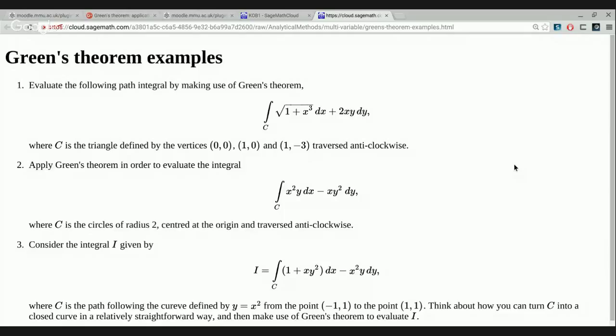And Green's theorem can also come in use even when the original path integral in question isn't necessarily an integral along a closed curve. Okay? There's nothing to stop you closing the curve that you're given, and then making use of Green's theorem, and maybe making progress that way. So that's what the third example is like.